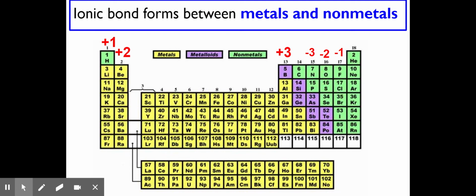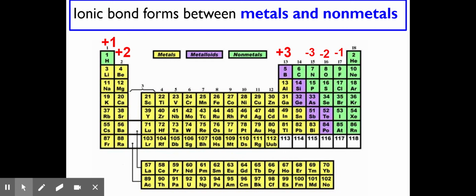Okay, ionic bonds form only between metals and nonmetals, as we went through yesterday. Metals always form positive ions. All of those yellow color ones have positive charges because they lose electrons. Okay, all the nonmetals, all of those green color ones, except these noble gases, form negative charge ions. That means they gain electrons.